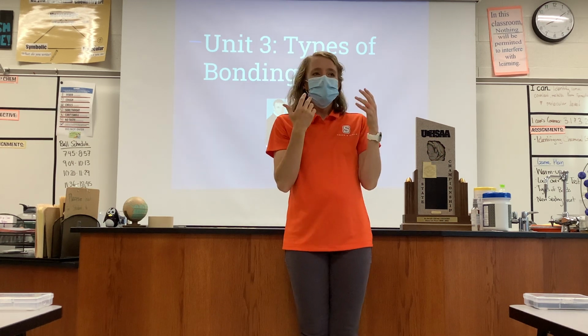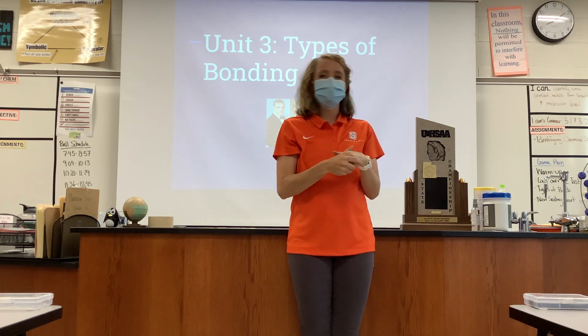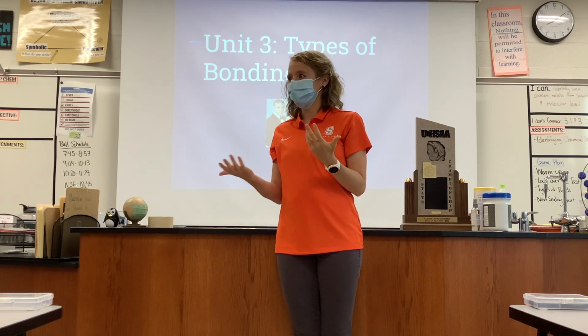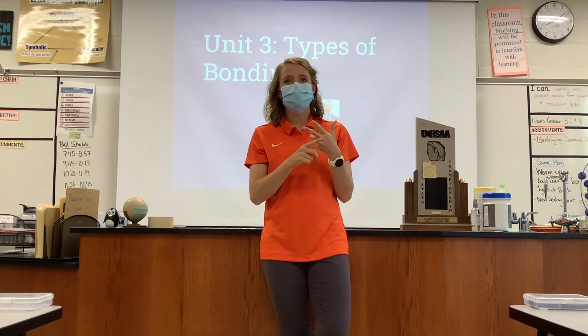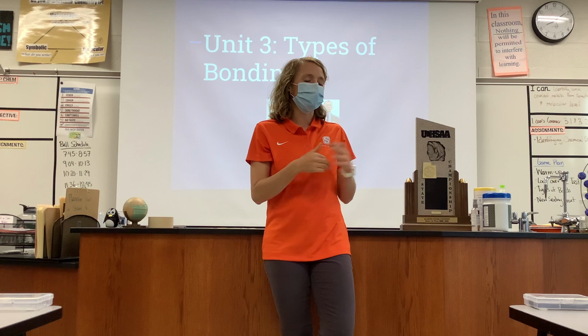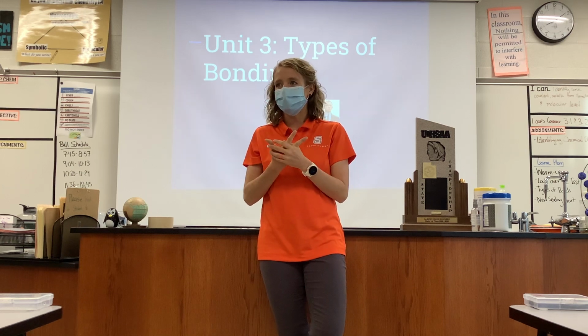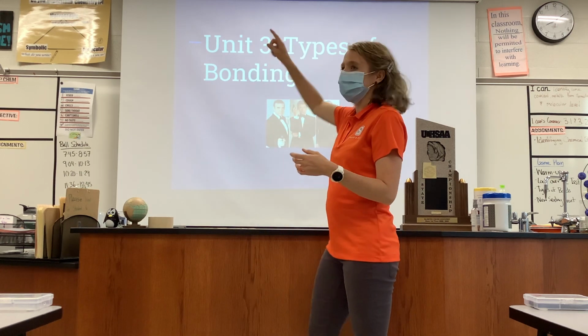Okay? In this unit, what we are learning is the 3 different types of bonds in chemistry. Maybe you've been introduced to them in other classes. They're known as ionic, covalent, and metallic. The 3 I cans are based on understanding these 3 types of bonds from all 3 sides of our chemistry triangle.